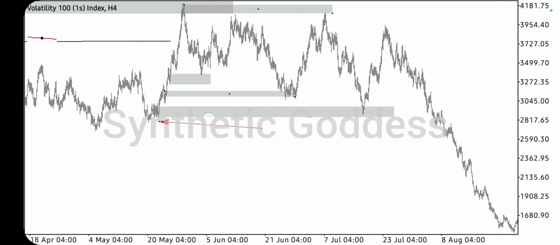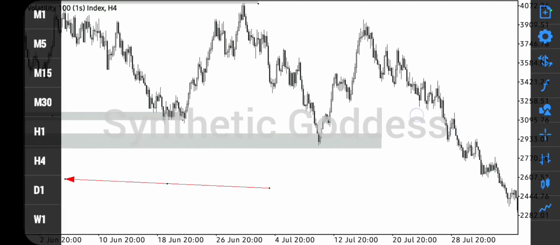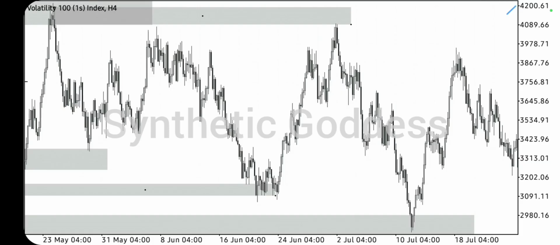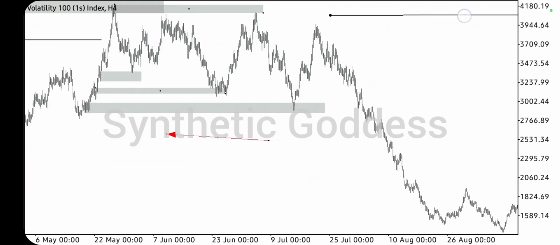So the market tested it very, very well, but the only place I am not expecting the market to break is this high. If it breaks it, we are in a bullish move. We are in a bullish structure if it actually comes back to break this high.